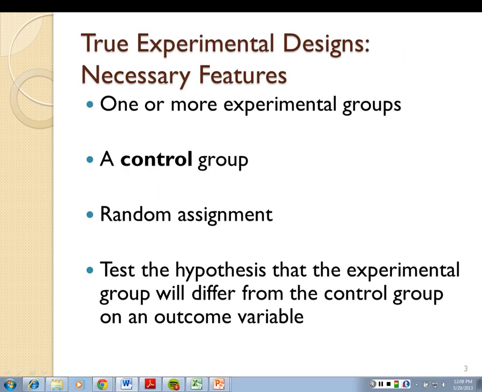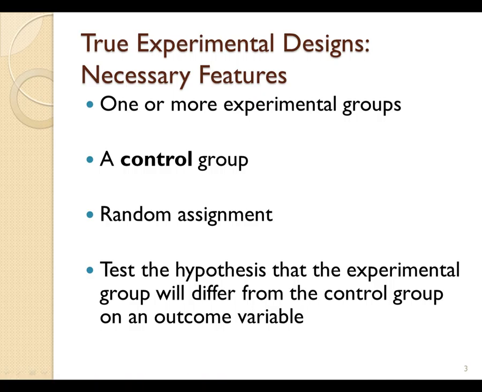Experimental studies most closely resemble controlled laboratory experiments and serve as models for the conduct of observational studies. The defining feature of an experimental study is that the investigator actually manipulates the independent variable. They apply some intervention or treatment to a group or groups and compare those groups to a control. These designs must have one or more experimental groups, a control group, and the participants must be randomly assigned to these groups.